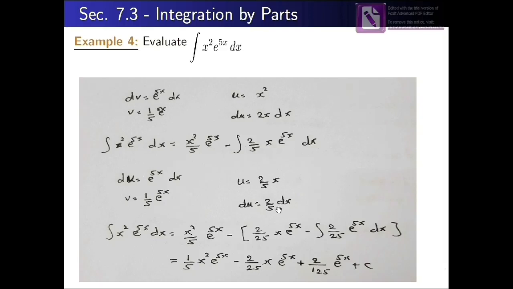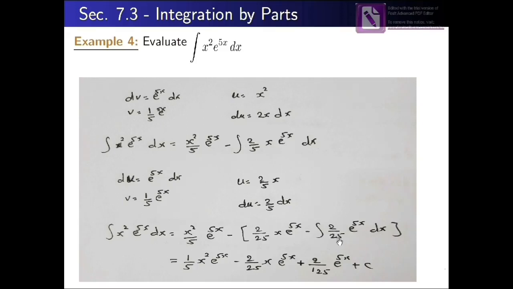Now using integration by parts, here we have the integral of x squared exponential 5x dx. This part will remain the same, which is x squared over 5 exponential 5x, minus. Now for the integral of this one, we use integration by parts, u multiplied by v, so it will be 2 over 5 x multiplied by 1 over 5 exponential 5x, which is 2 over 25 x exponential 5x, minus the integral of v multiplied by du, so it will be the integral of 2 over 25 exponential 5x dx.